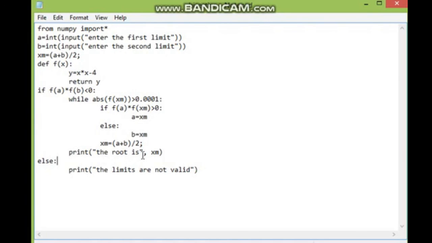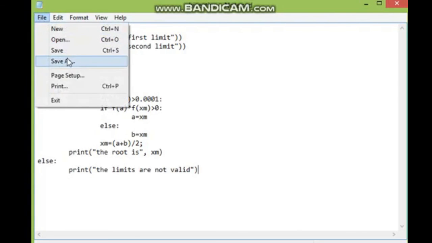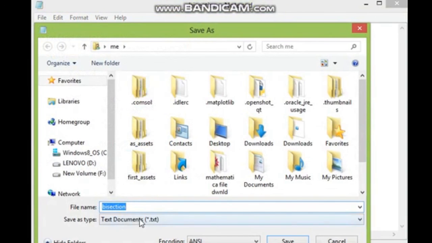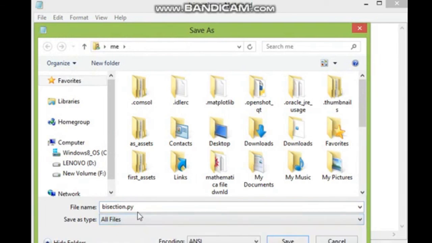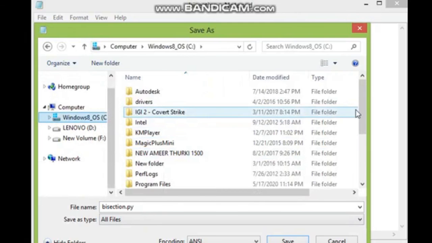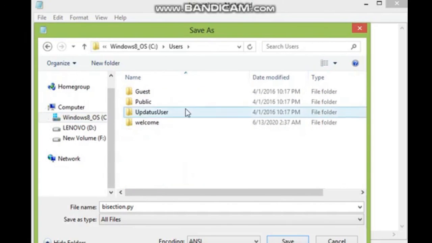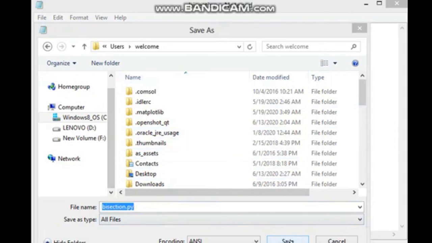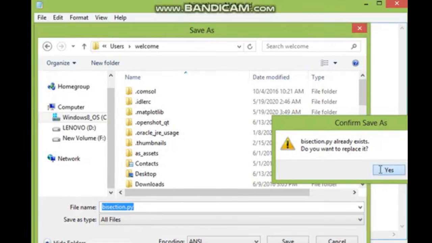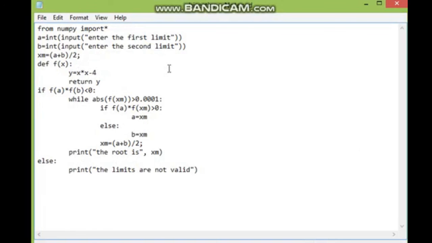Then we'll print the root, and if the limit is not valid, then we print the limits are invalid. Now I have to save this file in .py extension format. I have to save this as bisection.py, in Users, welcome. Then I had to run this using the command prompt. It is already there, one with the same name, no problem. So I replaced that.